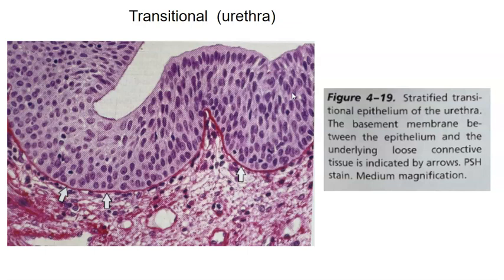Here's another example. This is from the urethra. So it looks like stratified squamous. This would be the basement membrane here. And then this is the apical surface. But if you look at the apical surface, notice they're not flat and squamous. They're more rounded at the top.